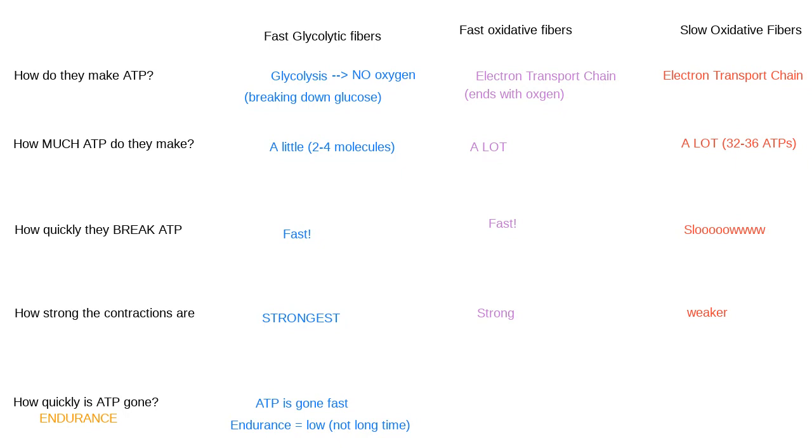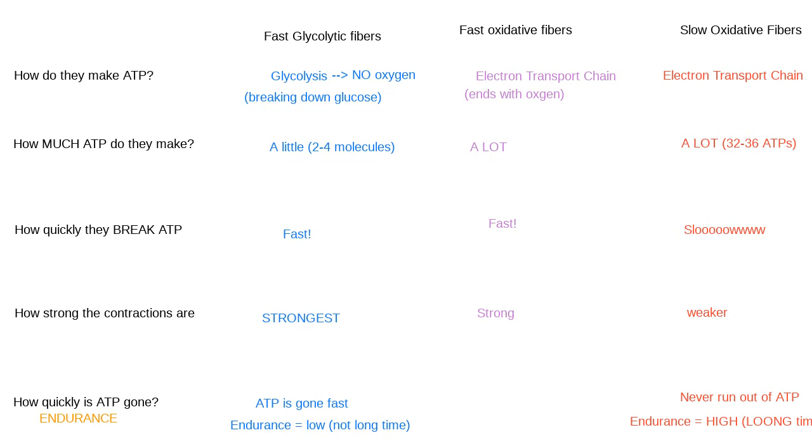Yeah, the ones that are slow, right? So the fact that I break down my ATP slowly, and the fact that I make so much ATP, it's almost like with slow oxidative fibers that they never run out of ATP. Slow oxidative fibers pretty much can go almost forever. So my endurance on these ones, endurance equals high. So long time. Here, let's do two O's, right? Long time.